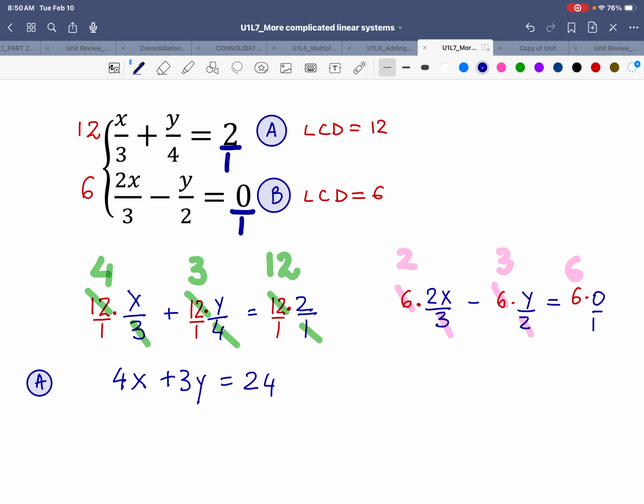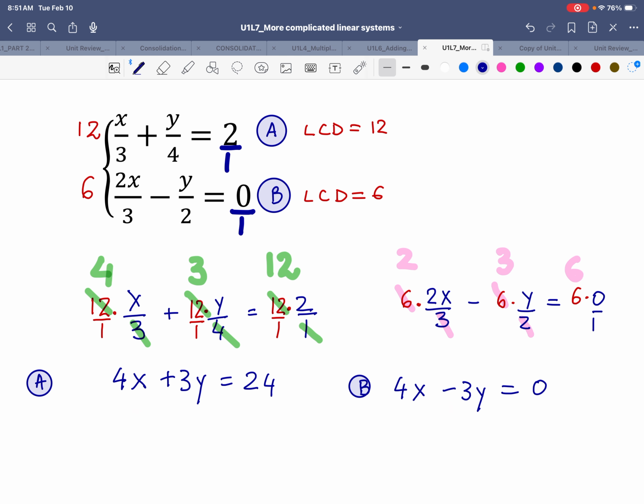So 6 divided by 1 is 6 if we were to follow the exact same process. So we're going to have 2 multiplying 2x equals 4x. Now we're going to have 3 multiplying y, 3y. And 6 multiplying 0 will give 0. So this would be our equation B. And as you can see, with one simple step, we have created two very easy equations to work with. So we have 4x plus 3y is 24 and 4x minus 3y equals 0.